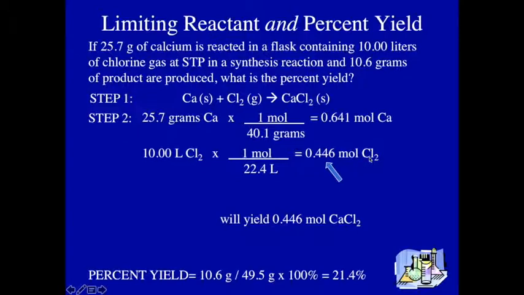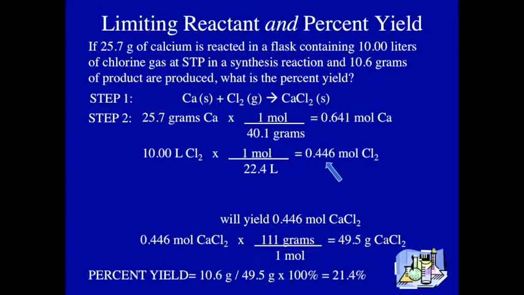Now I could continue my calculations and figure out how much product I would make if all of my calcium was used up and all of my chlorine was used up. But seeing as this is a 1-to-1-to-1 ratio, if I used up all of my calcium, I would make 0.641 moles of calcium chloride. If all of my chlorine were used up, I would make 0.446 moles of calcium chloride. Therefore, chlorine is my limiting reactant. And as a result, 0.446 moles of chlorine gas will yield 0.446 moles of calcium chloride.